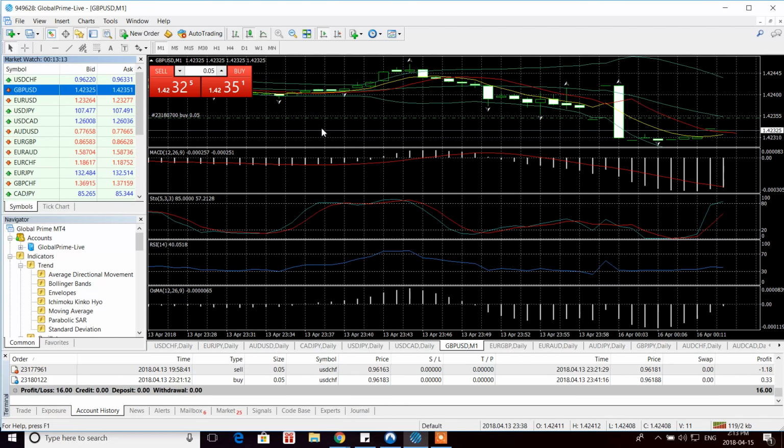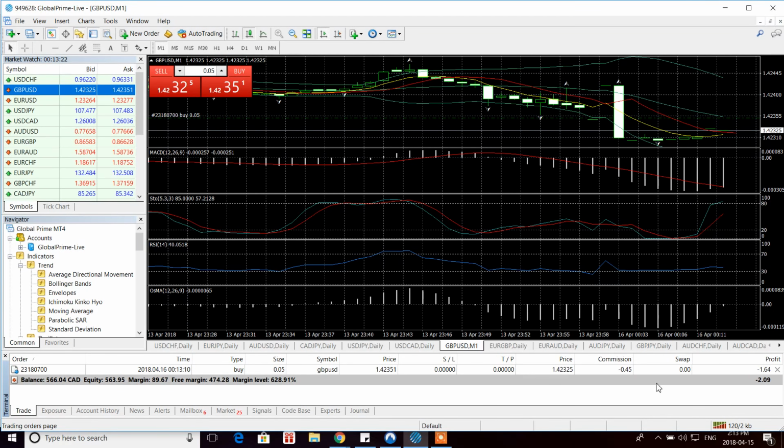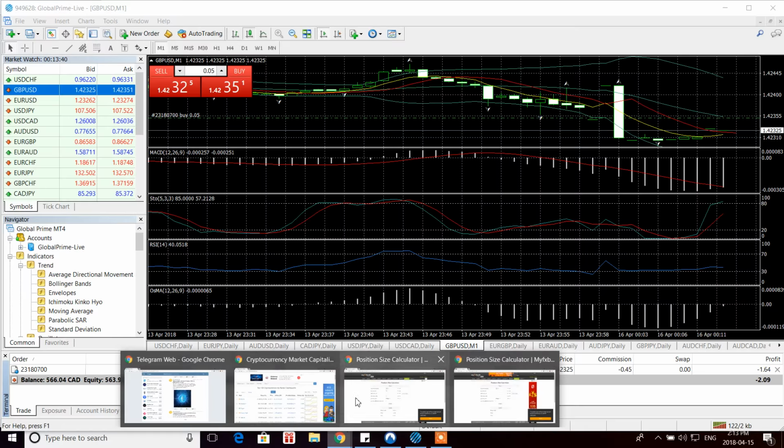Whoa! I made a really big bet on that one. Anyways, I should have only done... Here's the bet. Go to trade. Now I put in a huge bet on this one. One of the things that I was going to do today is use better money management. Now, let's see here. How much of a bet did I put in here?